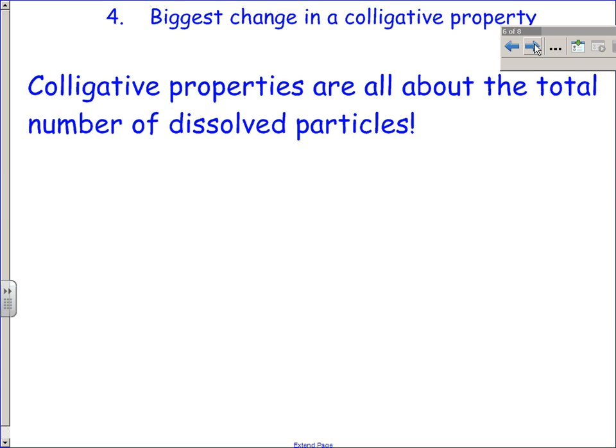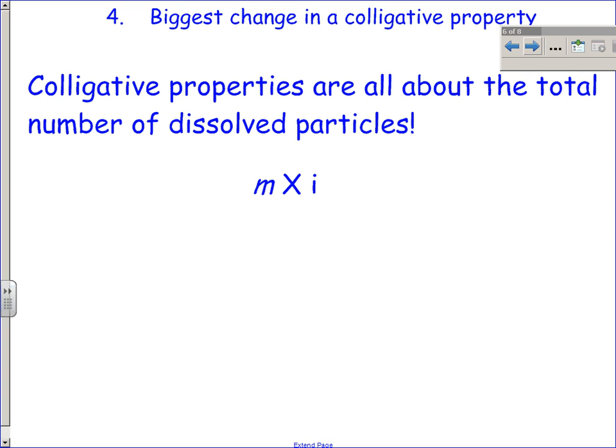Next thing, biggest change in the colligative property. People often struggle with this. Remember, you have to take into account when you're looking at how much a colligative property changes, it's really about the total number of dissolved particles. So it's not just the molality, it's also the i value. So you need to look at how much we've got in terms of the concentration, and you need to also incorporate in if this thing is ionic and it has an i value greater than 1.